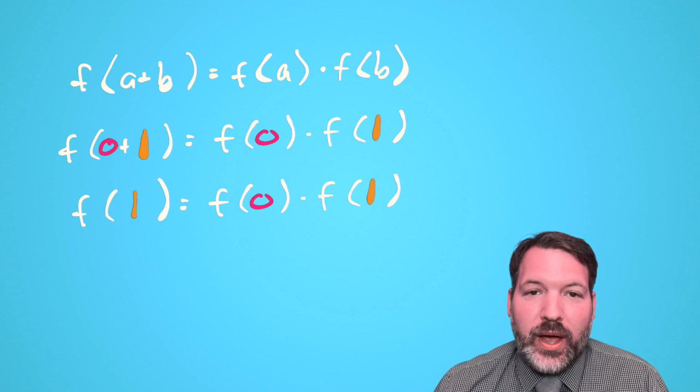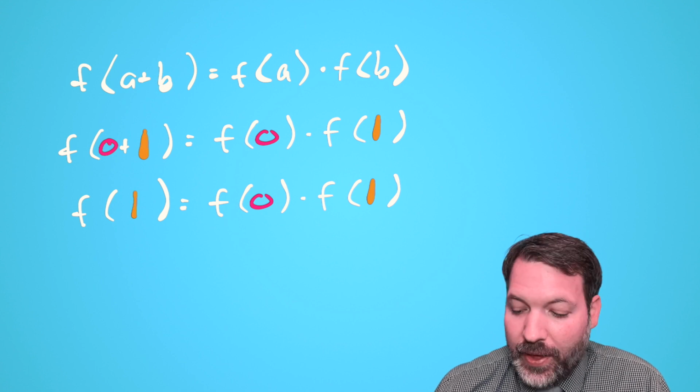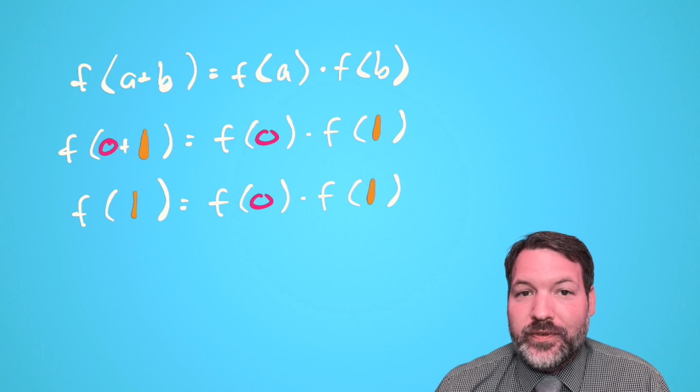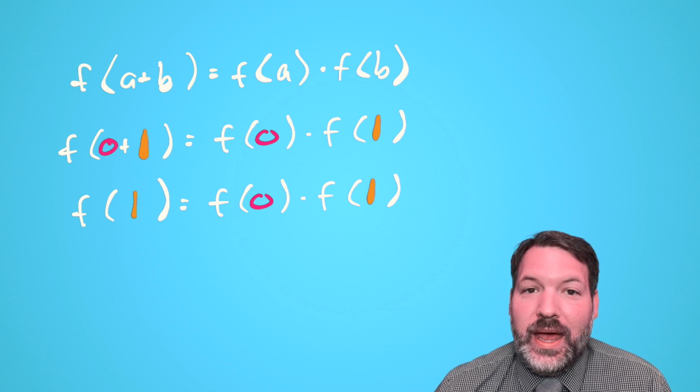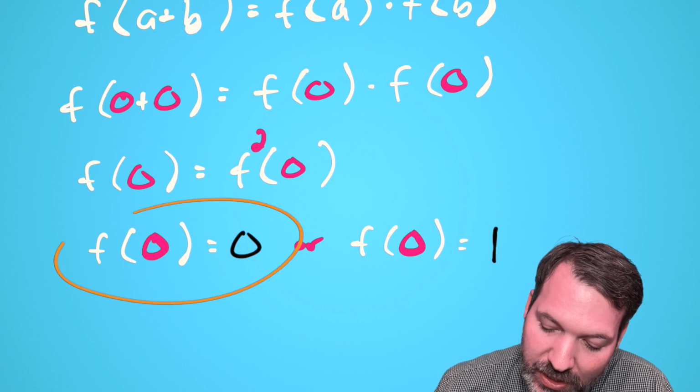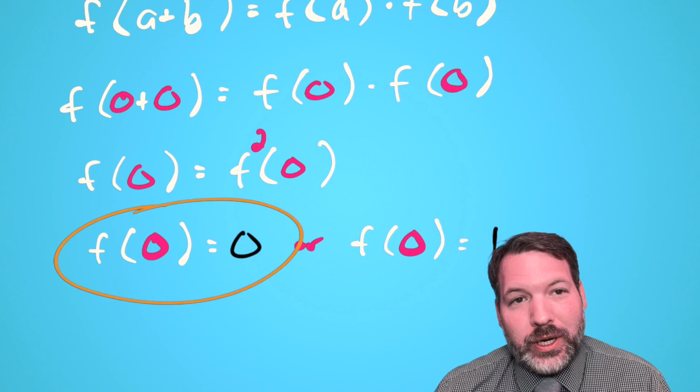Now at this point, remember, f of 0 could have been 0. And that would definitely make sense of this situation, but all it would mean is that not only is f of 0 equal to 0, but f of anything is equal to 0. So if we choose f of 0 equals 0, that's going to make our function awfully boring.